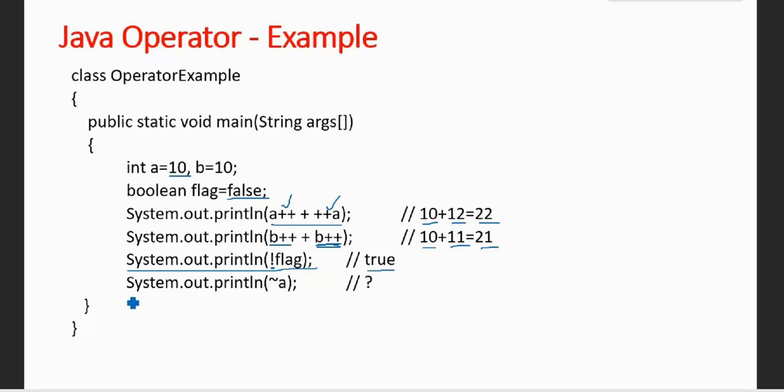Okay, then I added one more statement here, System.out.println followed by the tilde operator with a. I'll not mention anything here, just a question mark I'm putting. You can find out its value, what it will print.